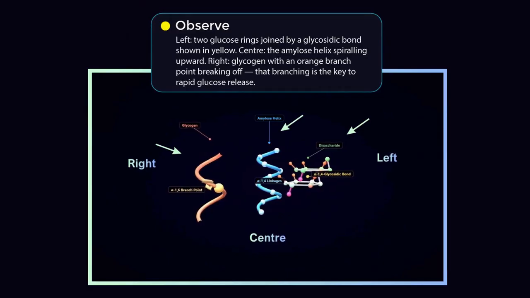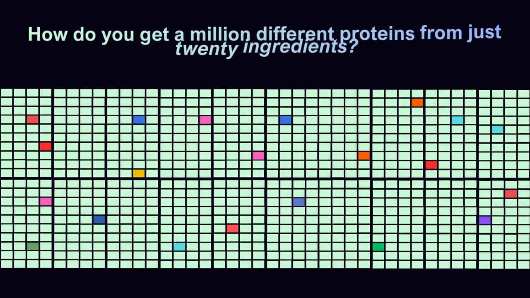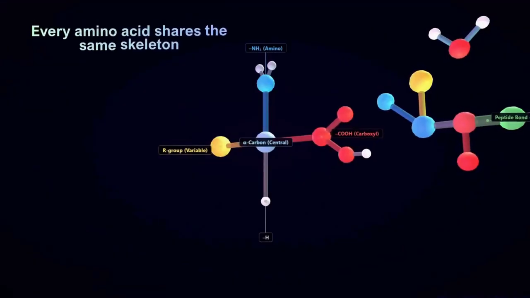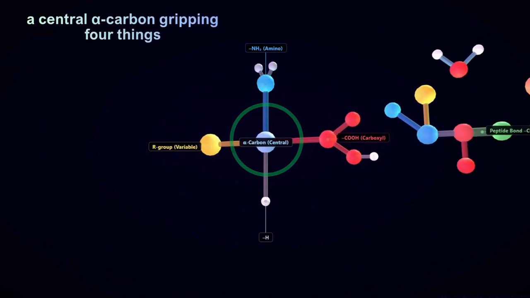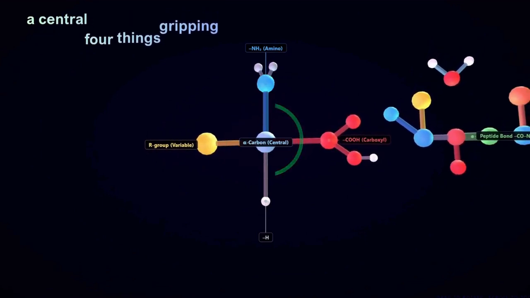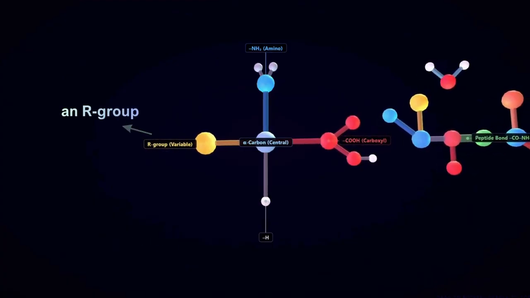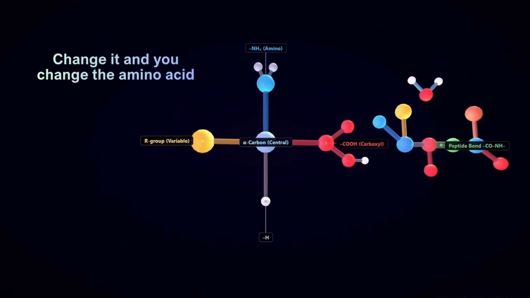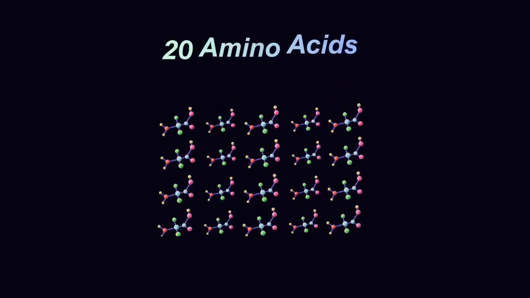Our next build focuses on amino acids and proteins, 20 building blocks. How do you get a million different proteins from just 20 ingredients? Every amino acid shares the same skeleton. A central alpha carbon gripping 4 things. An amino group, a carboxyl group, a hydrogen, and an R group. That R group is a variable. Change it and you change the amino acid. 20 different R groups, 20 amino acids.